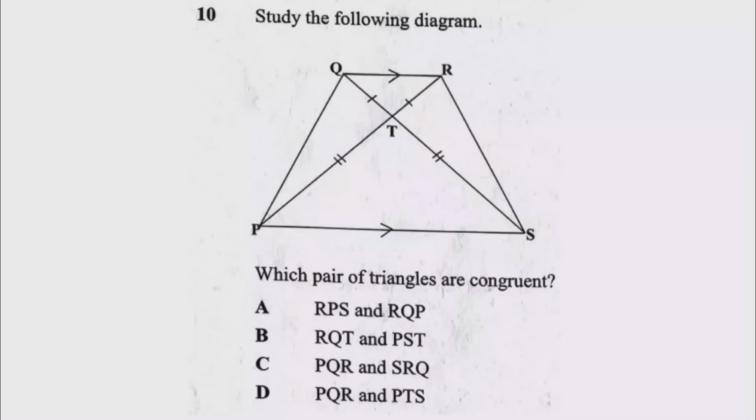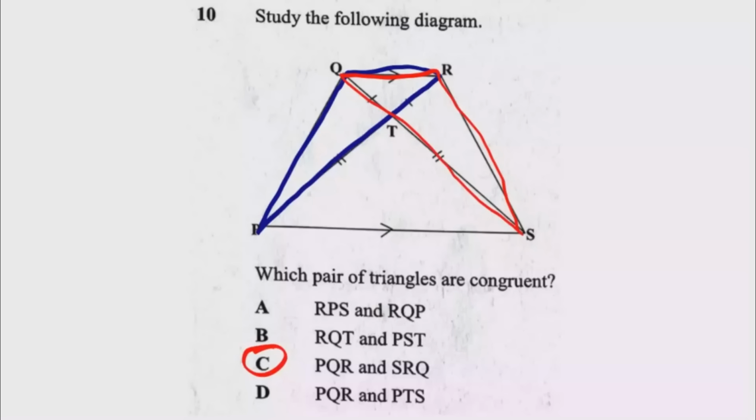Okay, let's come to C, which is PQR, which is this triangle. PQR, is it congruent with the triangle SRQ, which is this triangle? Sorry, SRQ, this triangle. Are they congruent? Yes, they are. So this one is the correct answer, C.